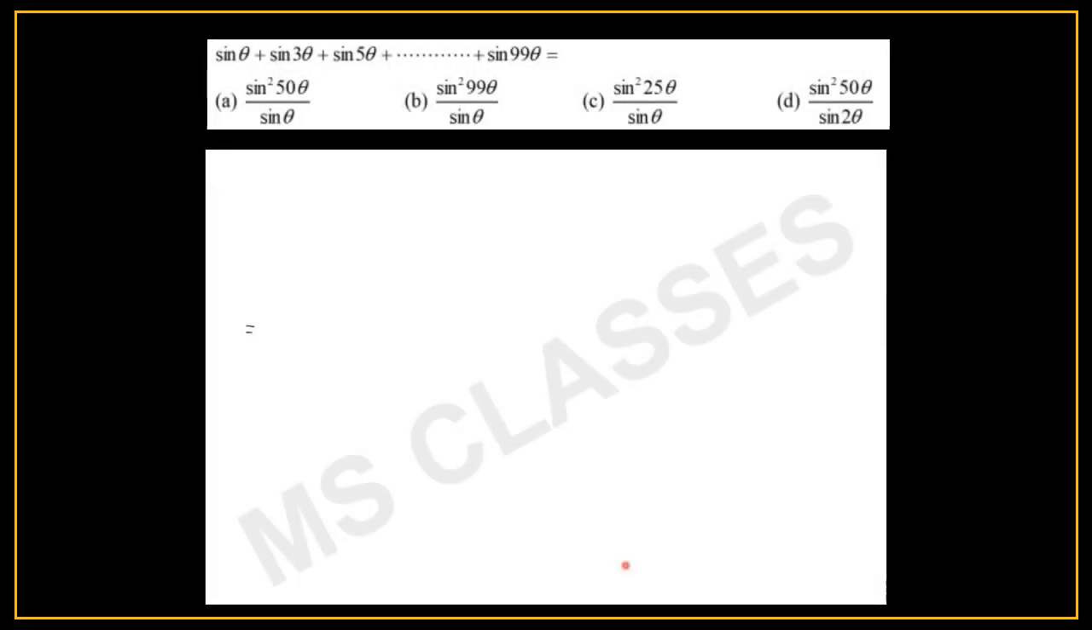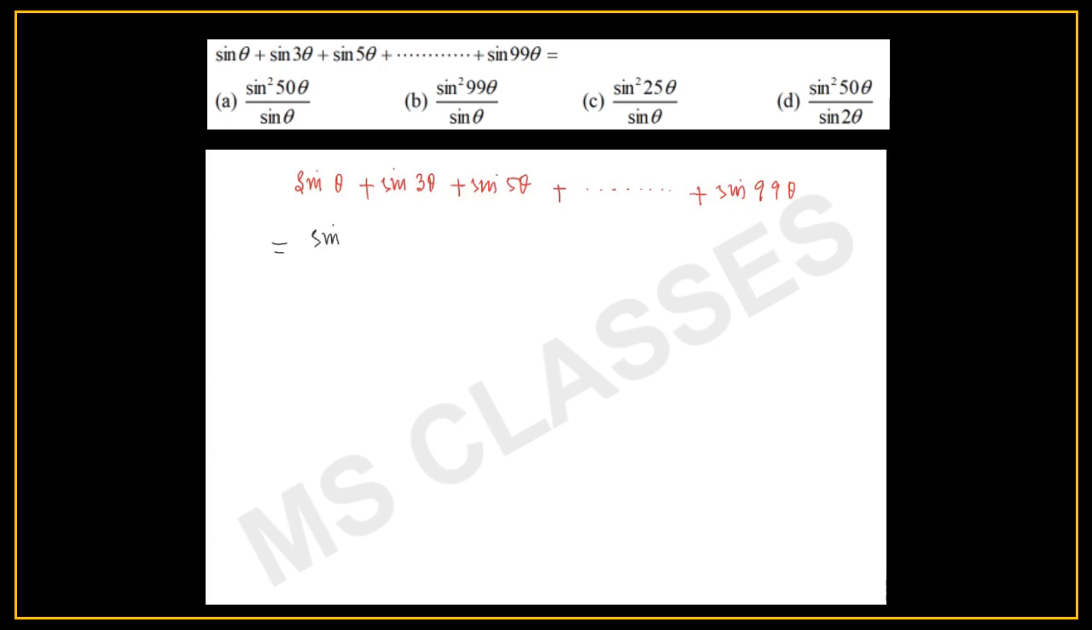We come to the next sum where we have to find the value of the series sine theta plus sine 3 theta plus sine 5 theta and so on till sine 99 theta. Now here we can see that this is also an AP series. Angles are in AP. The difference between the angles is 2 theta. So here we can straight away apply the formula.